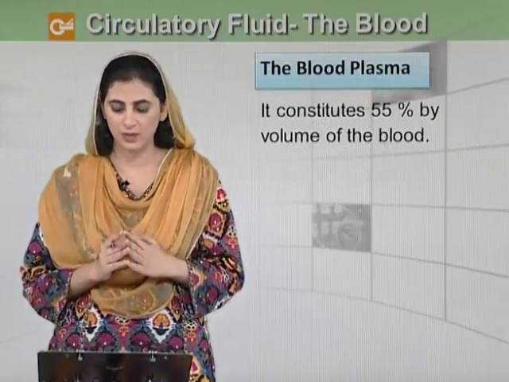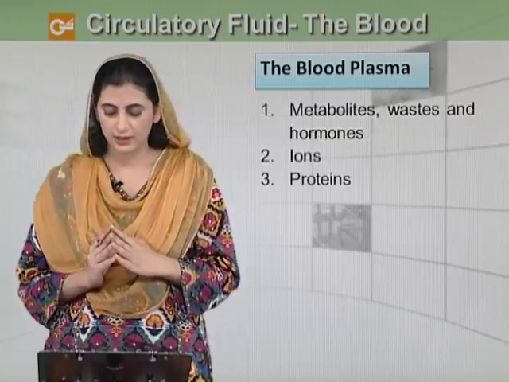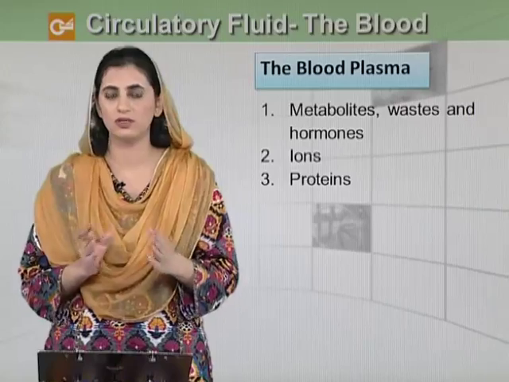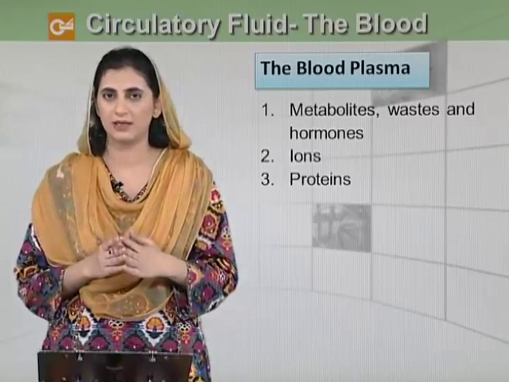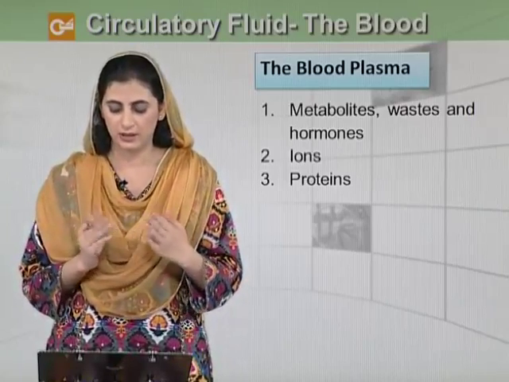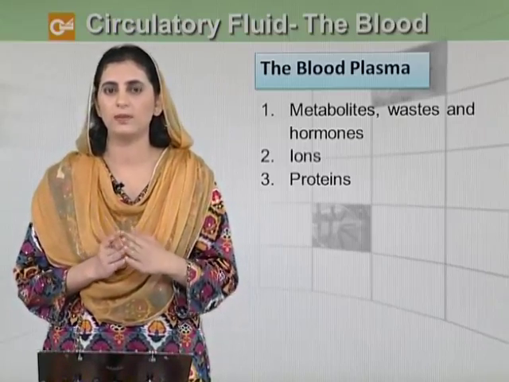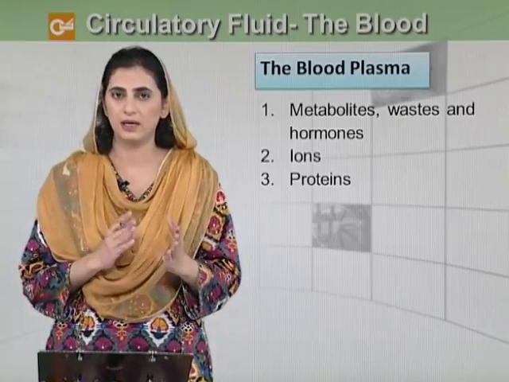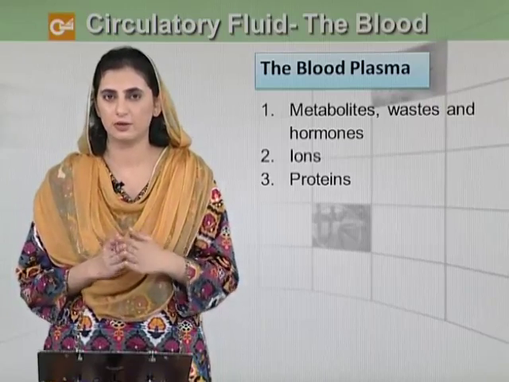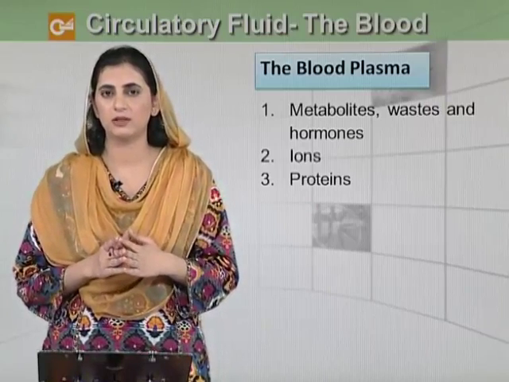First of all is the blood plasma. It actually constitutes 55% of the volume of the blood, and about the composition of the blood plasma, it carries metabolites like glucose and amino acids, and it has waste like nitrogen and carbon dioxide, and it also carries hormones, and it also has ions within it, for example sodium and chloride ions, and it can be compared to sea water, and it is actually the diluted mixture of ions or salts. And it also carries protein, for example fibrinogen, which has a role in blood clotting.